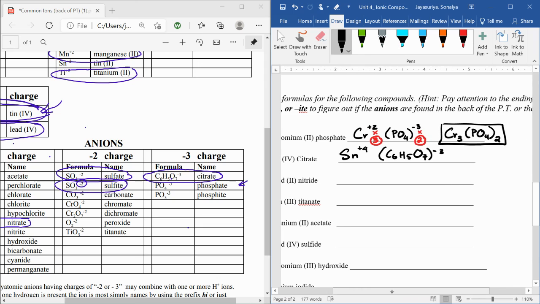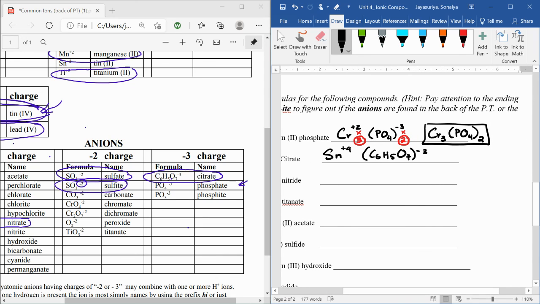So 4 and a 3, the multiple you are looking for is going to be 12, which is the highest you've worked with so far. So 4 times 3 gives you 12, and 3 times 4 gives you 12. I like this new way of writing the multiples because it looks like a subscript already. So you have Sn3(C6H5O7)4. You got your compound. Okay, that's your answer for this question.